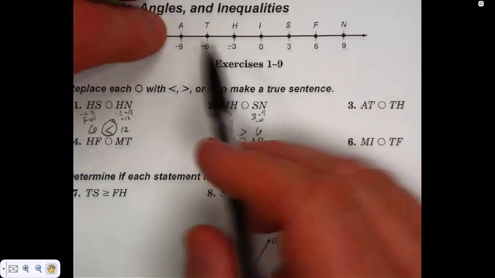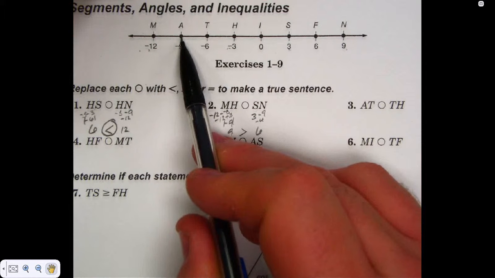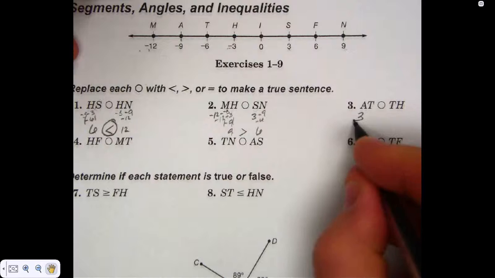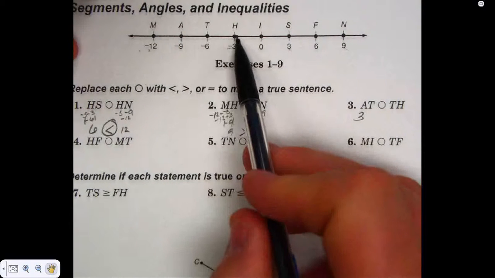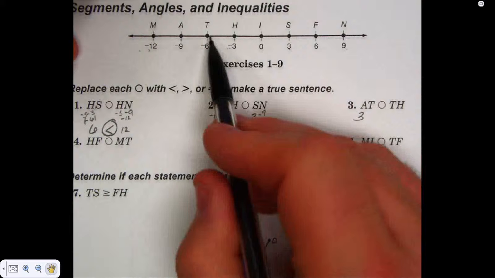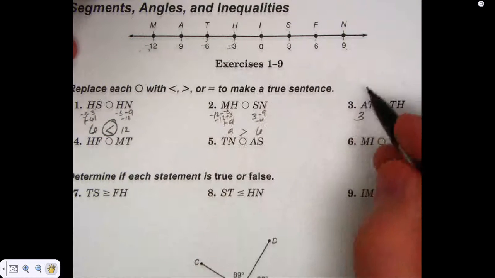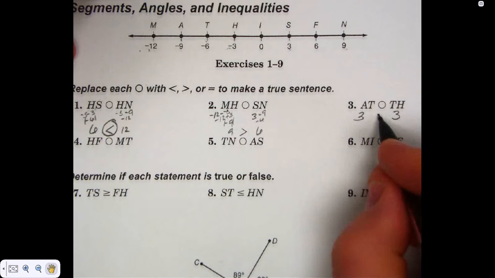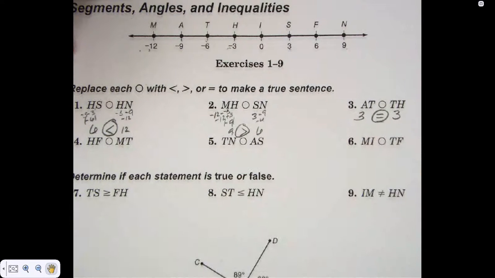So A to T, so you're 9 to T. How many notches from A to T? 3. So A to T is 3. How many notches to get from T to H? T to H, to go from negative 6 to negative 3, how many can you go? Anybody? 3. What should I put in here? Think you guys can do that?